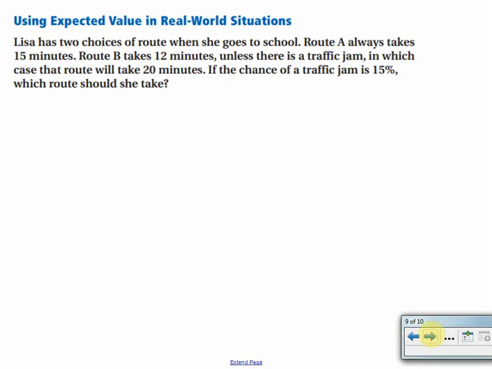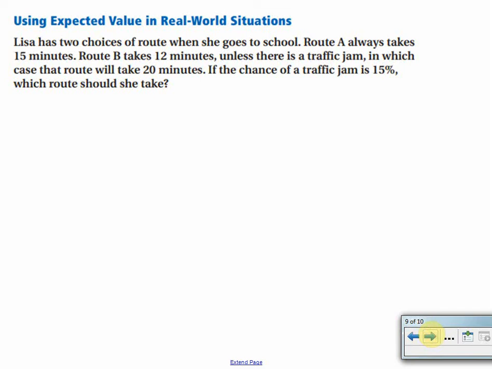And last but not least, we can use expected value to make decisions or determinations in real-world situations. So Lisa has two choices of route when she goes to school. Route A always takes 15 minutes. So no matter what, route A is always 15 minutes. Route B takes 12 minutes unless there's a traffic jam, in which case that route will take 20 minutes. So it usually takes her 12 minutes, but sometimes it takes her 20. We want to know, is it worth it for her to take that chance of hitting a traffic jam, or should she just stick with her reliable route?